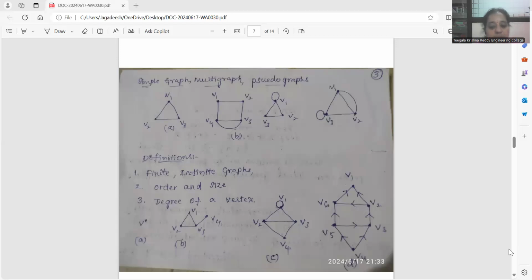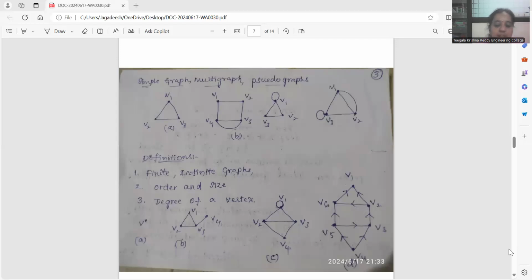Next, coming to the graph C, now V1. How many edges are incident on vertex V1? Now, we are counting the degree of V1. The loop should be counted twice, because one goes out and one comes in, right? So, basically, the degree of V1 equals 4, and the degree of V2 equals 3. The degree of V3 is again 3, and the degree of V4 equals 2, as only 2 edges are incident on V4.